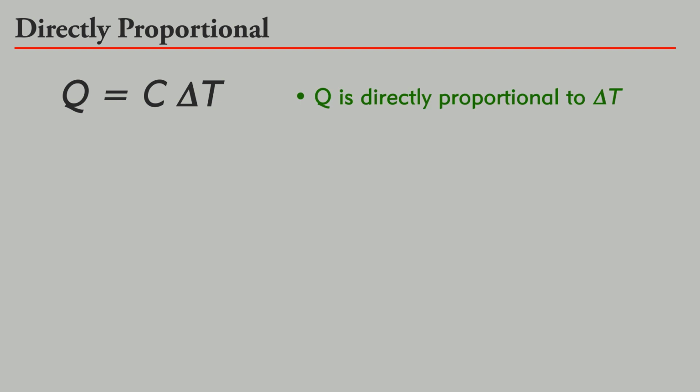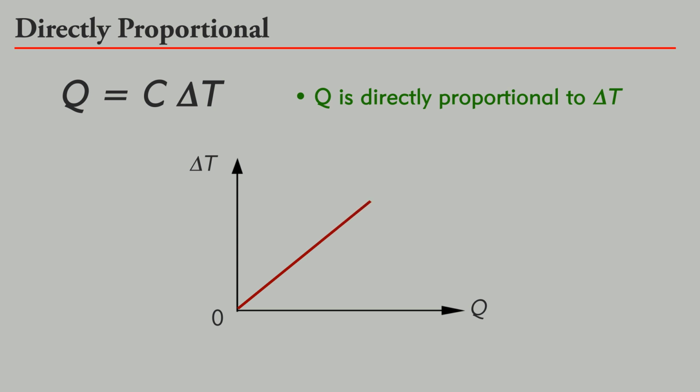Next, directly proportional. Now, let's consider heating an object. The heat supply Q and the change in temperature delta T are related by Q equal to C times delta T. We say that Q is directly proportional to delta T. Graphically, delta T against Q is a straight line passing through the origin. At the origin, Q equal to 0 and delta T equal to 0.